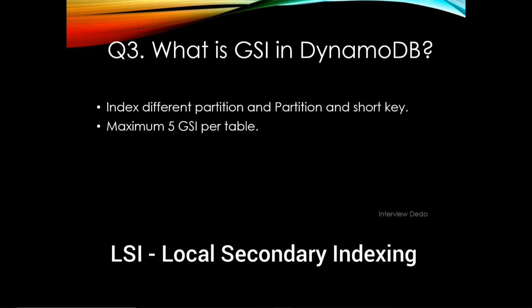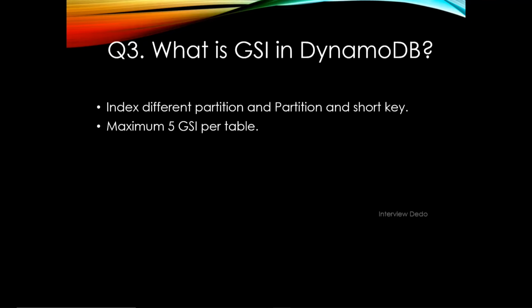So a local secondary index is an index that has the same partition key as that of the table but a different sort key. Okay, and it is considered local because every partition of the index is scoped to a table partition that has the same partition key, and there is a maximum of 5 global secondary indexes per table you can create.